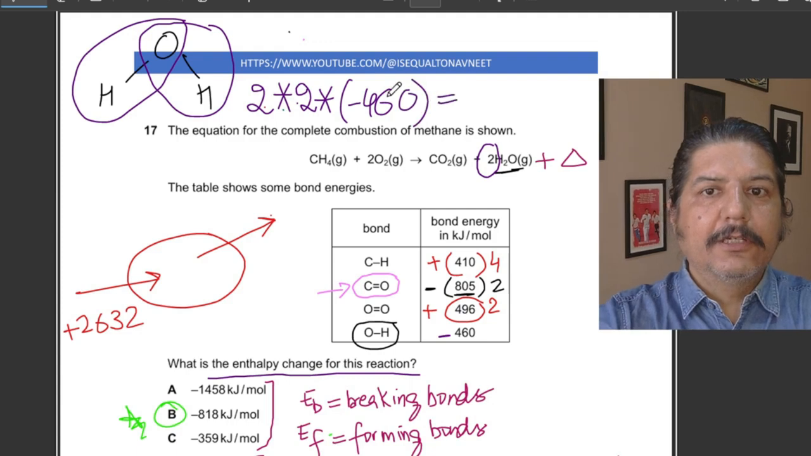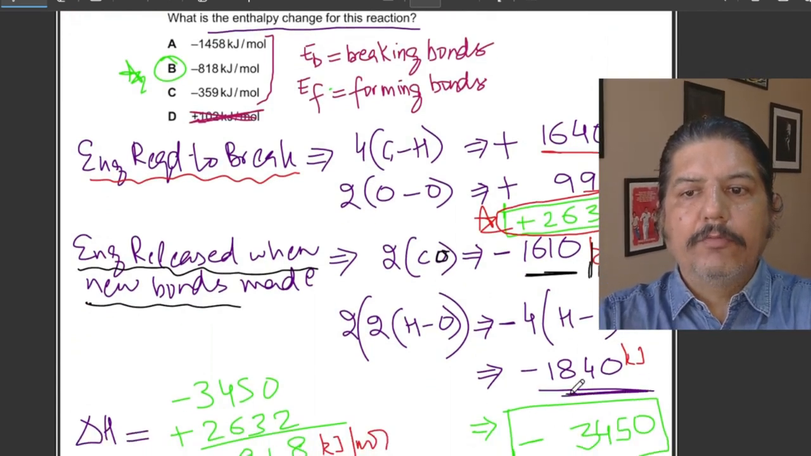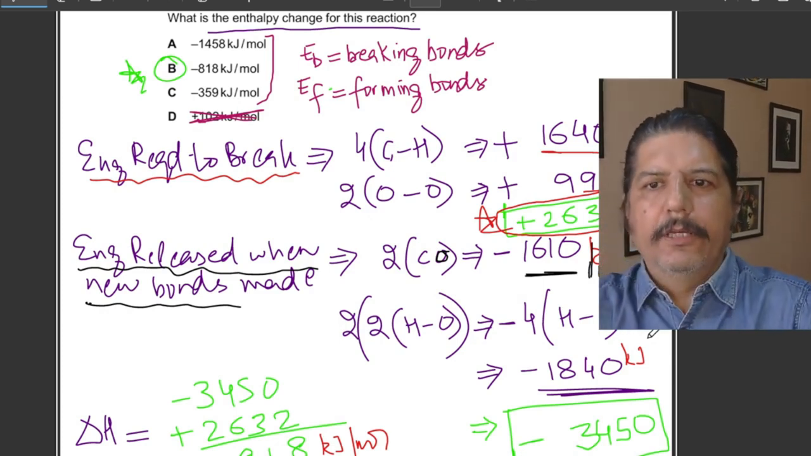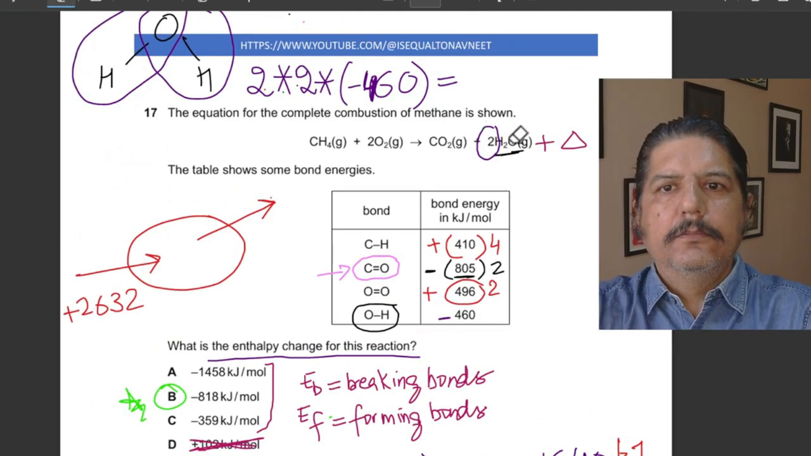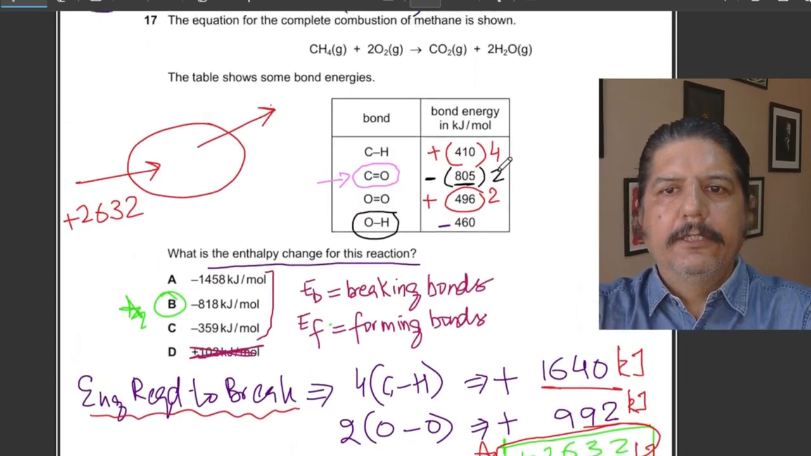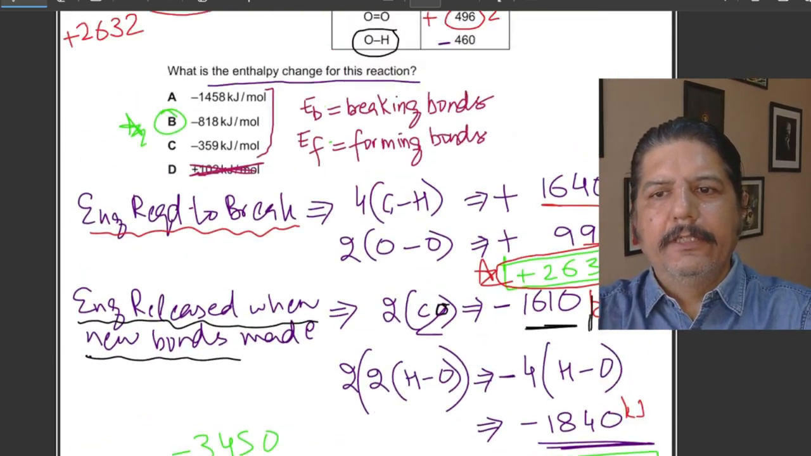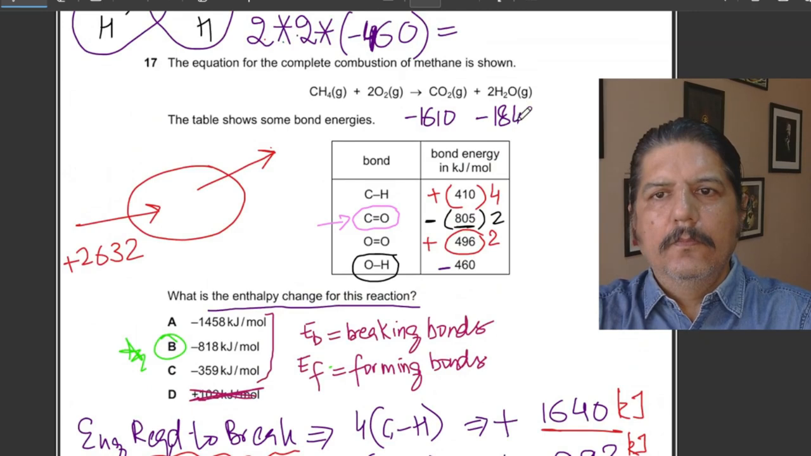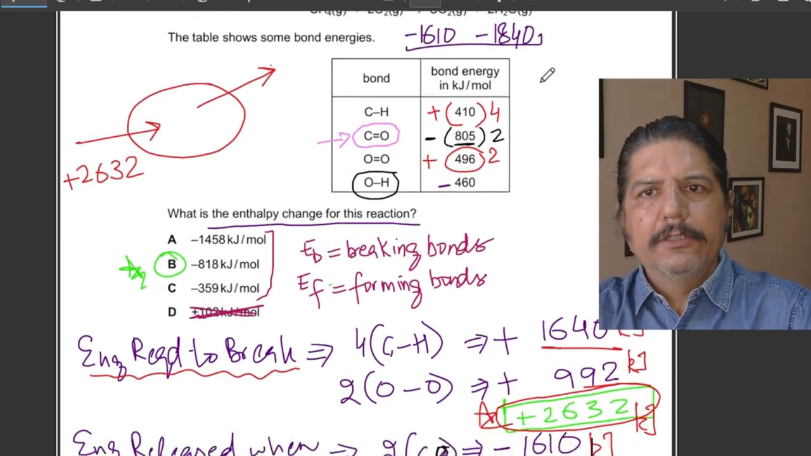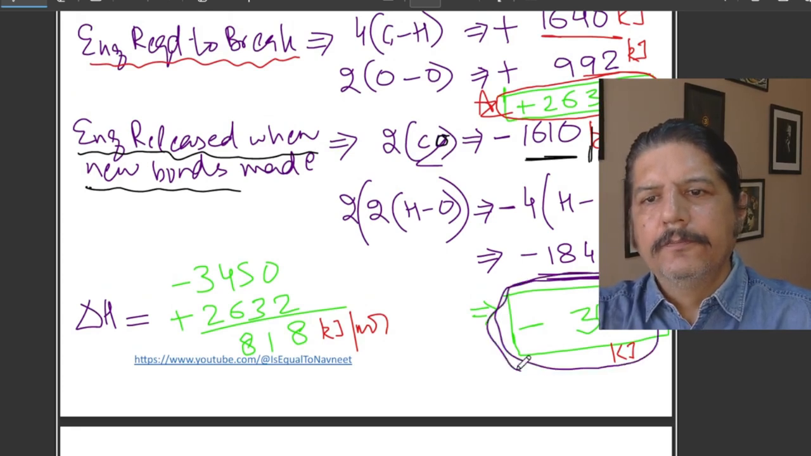So this answer tells us that minus 1840 kilojoules of energy would be released. So here, for CO2, minus 1610 kilojoules of energy was released, and here minus 1840 kilojoules of energy is released. So we add these two. This is the energy which will be released: minus 3450 kilojoules of energy is released.